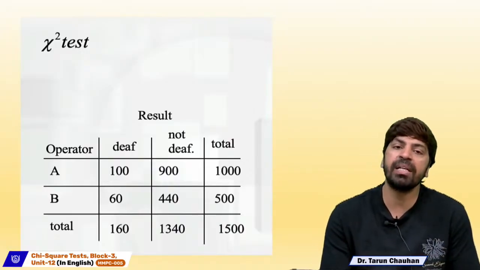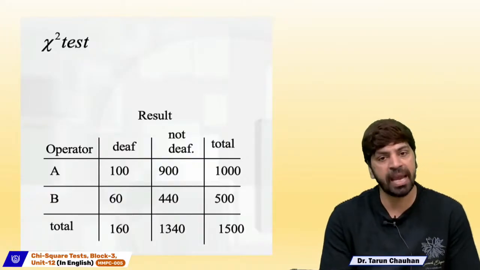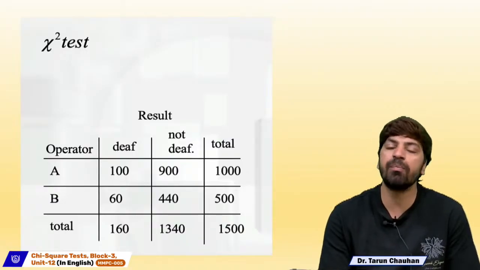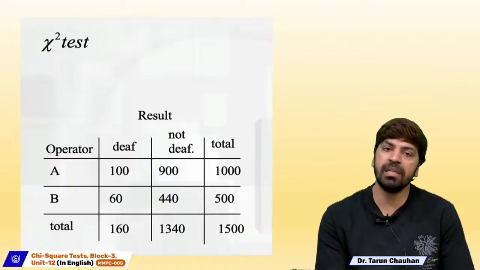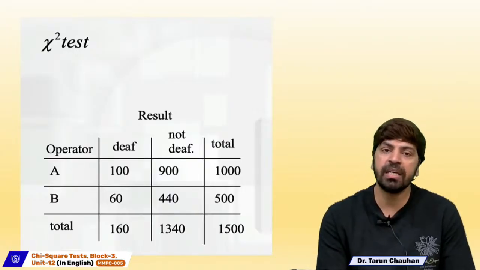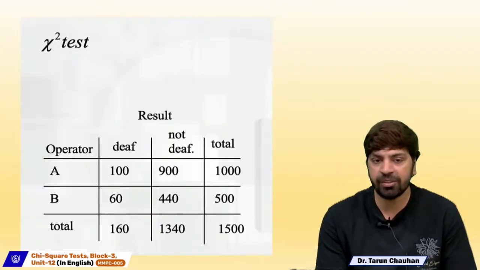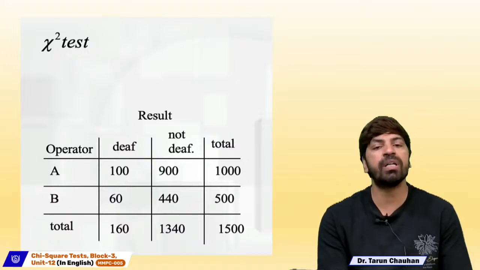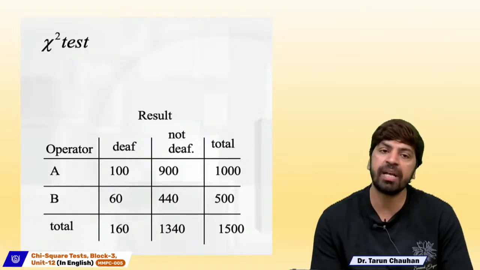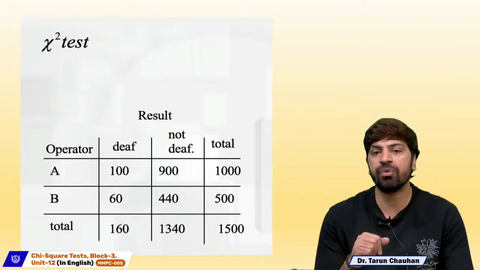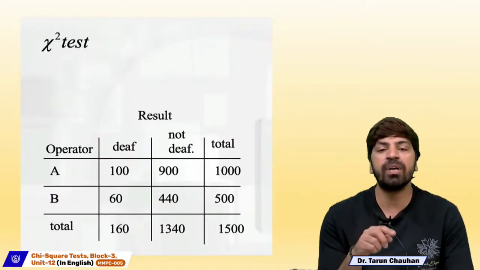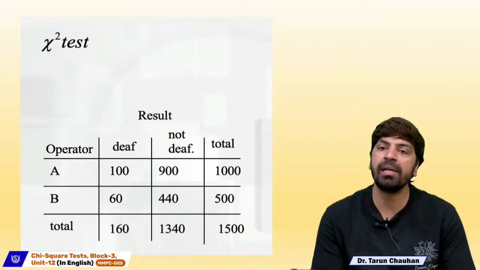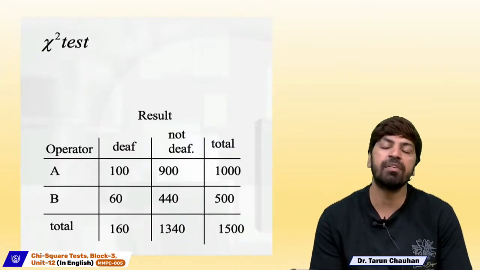In case of operator A, deaf is 100, non-deaf is 900, and the total for operator A is 1000. In case of operator B, deaf is 60 and non-deaf is 440, so the total becomes 500. So the total deaf is 160, the total non-deaf is 1340, and the overall total is 1500. When the total of rows and the total of columns are the same, that becomes the grand total. So the grand total is 1500.